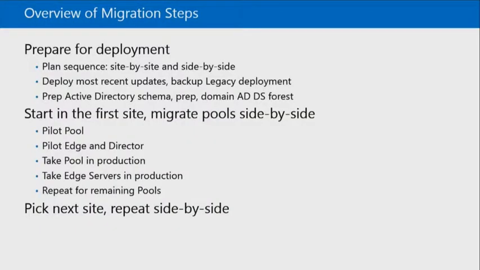Rinse, repeat. There's an interesting slide that shows the general method of what we're doing. Start with a pilot pool, add it to the environment, then go to the director and edge, then we go to the pool in production, then you take your edge into production, and then repeat. And then repeat for each site or each group that you're migrating.